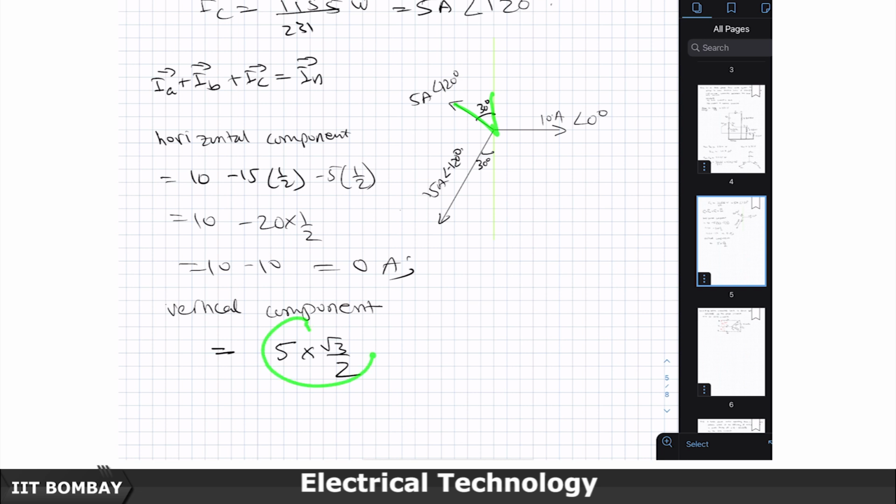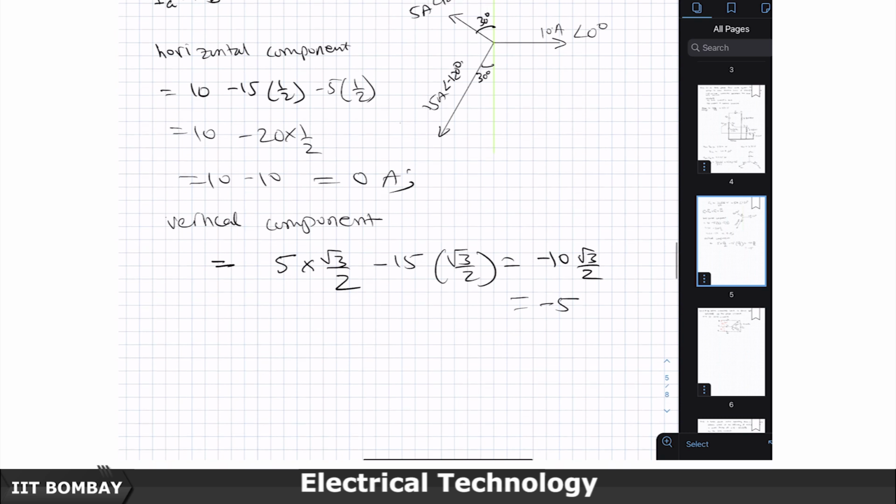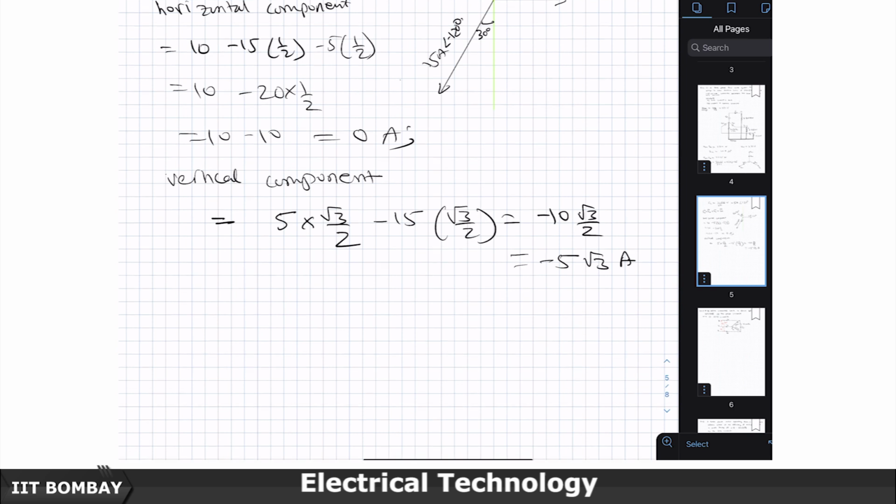5 root 3 by 2 positive, and this one will give me 15 amperes cos 30 degrees. So, 15 amperes root 3 by 2, but in the negative direction. So, therefore, I will write this as minus 15 amperes root 3 by 2 in the negative direction. So, I get minus 10 root 3 by 2, which is minus of 5 root 3 amperes. So, what is the neutral current?